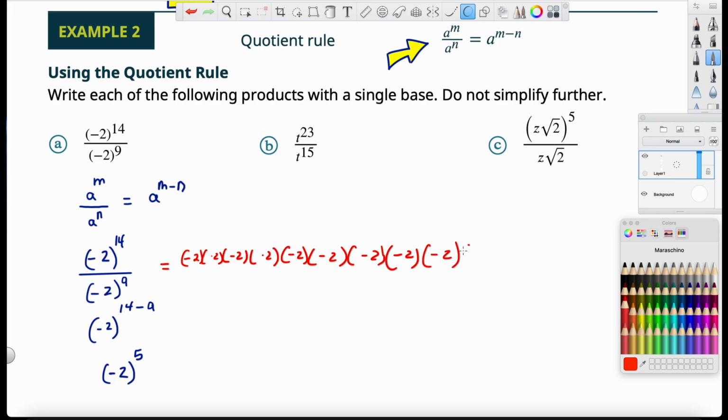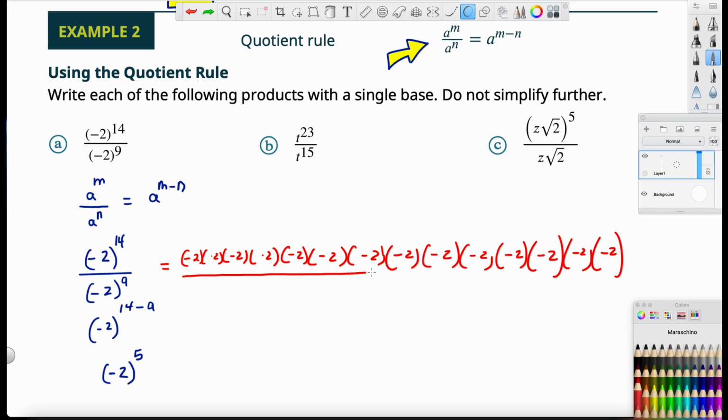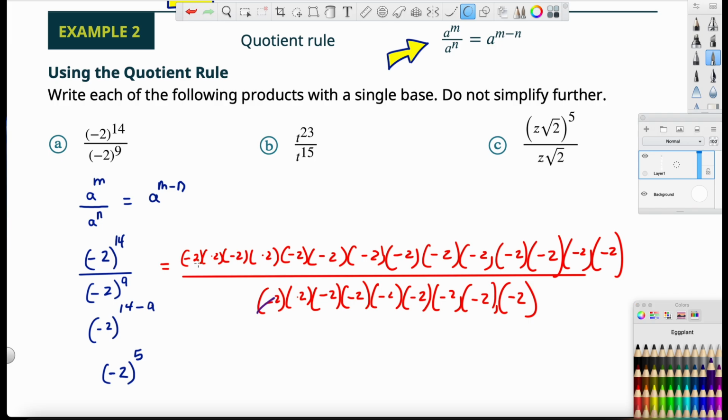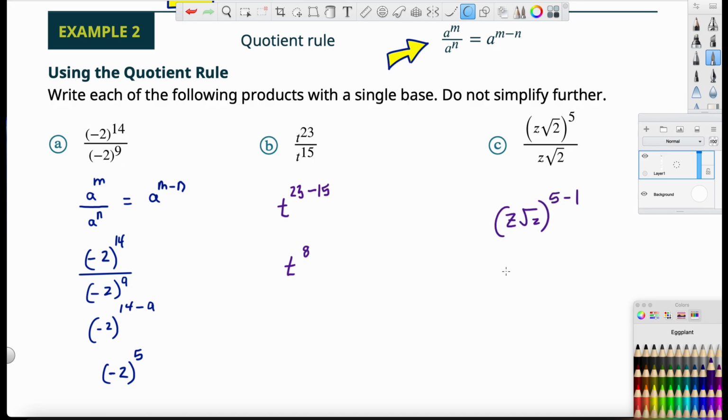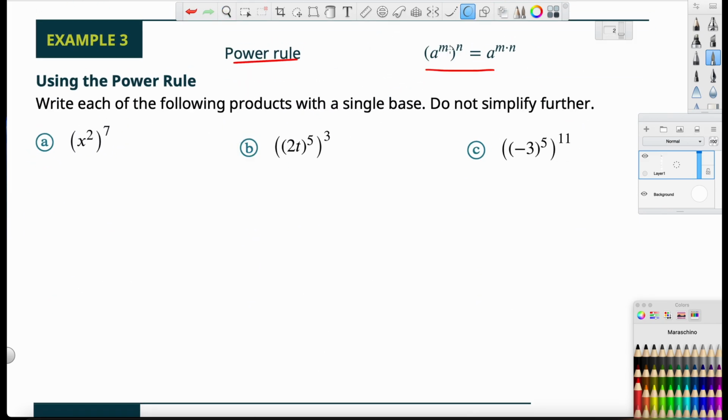If I were to expand it, don't write this, but this is what the expression would look like. As you can see, I would cancel all but 5 of those -2's. Just finishing up these last two here for you guys, you can see we just subtract the exponents when we have the same base, and we're done. That's the quotient rule.